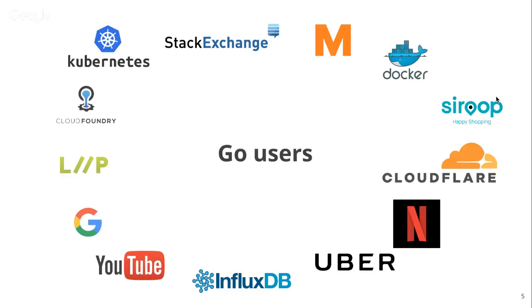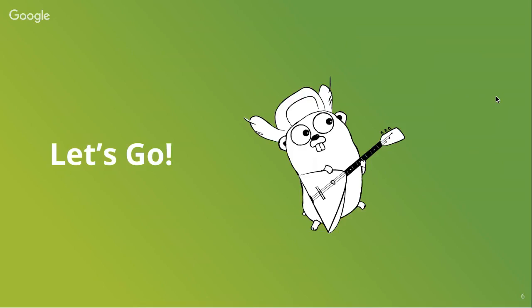Some of the Go users, which I found on the internet, there's much more, but whenever you use Google by now, you probably use some Go output. Then Kubernetes is written entirely in Go. Migros has some implementations in Go, Syrup, as far as I know, as well, and various others like Netflix and Docker, etc. So let's go.